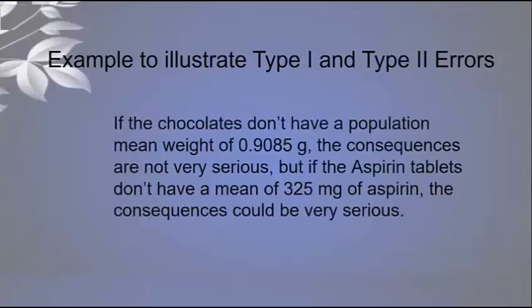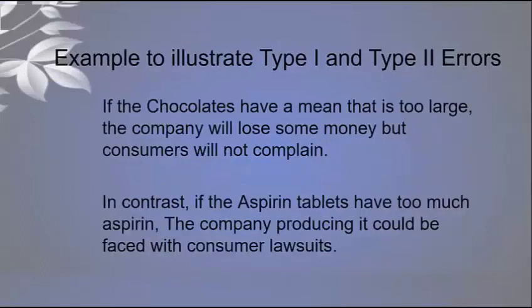If the chocolates don't have a population mean weight of 0.9085 grams, the consequences are not very serious. But if the aspirin tablets don't have a mean of 325 milligrams of aspirin, the consequences could be very serious. If the chocolate have a mean that is too large, the company will lose some money, but consumers will not complain. In contrast, if the aspirin tablets have too much aspirin, the company producing it would be faced with consumer lawsuits.